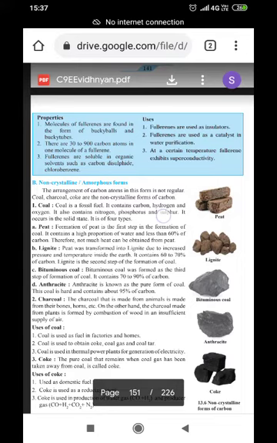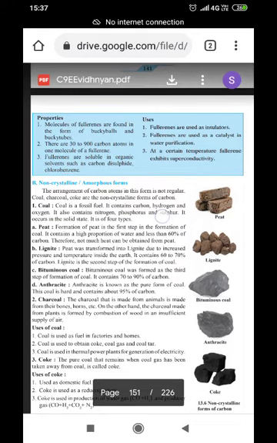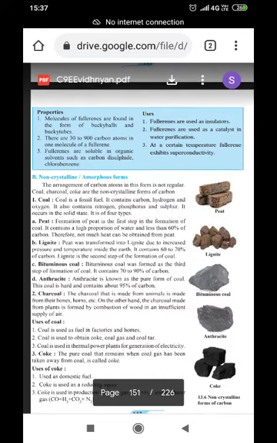Here we have explained the crystalline forms of carbon, that is diamond, graphite, and fullerene. Now, the amorphous part of carbon, we'll discuss in the next video.